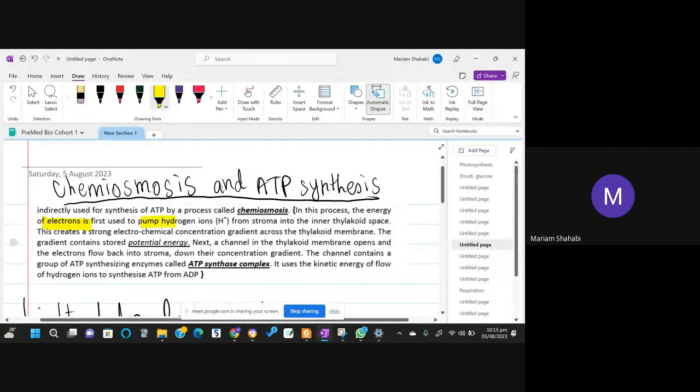You pump hydrogen ions from the stroma into the inner thylakoid space. This creates a strong electrochemical concentration gradient. The gradient contains stored potential energy. Next, a channel in the thylakoid membrane will open and hydrogen ions flow back into the stroma down their concentration gradient. The channel will contain the ATP synthase complex, which will use this energy to synthesize ATP from ADP. It's written in proper words.